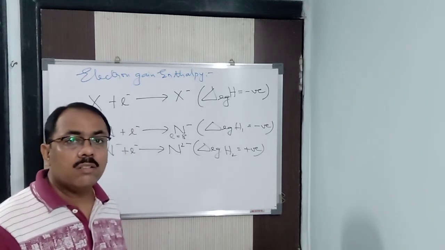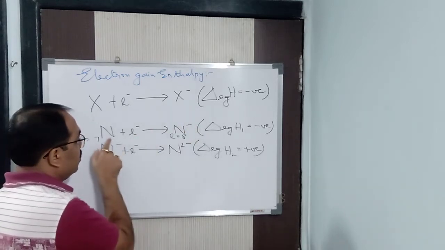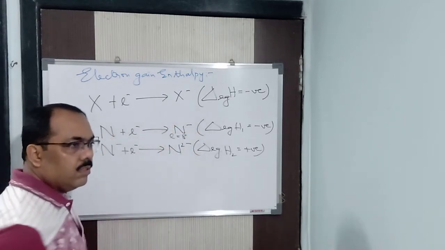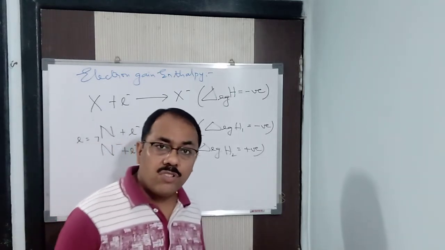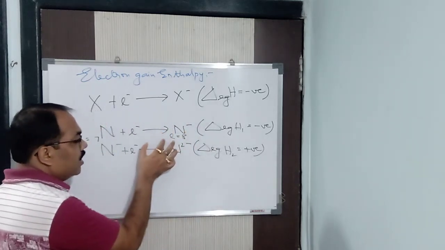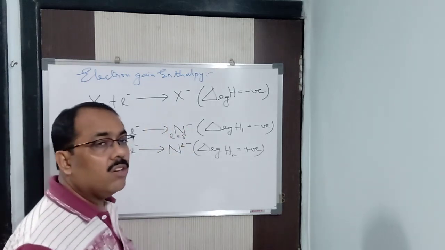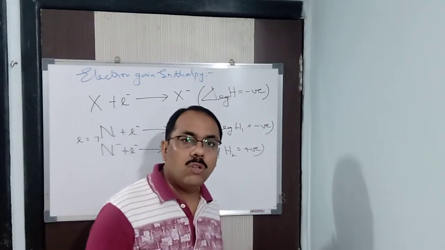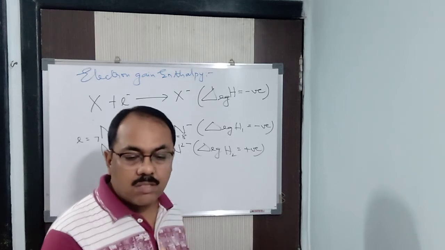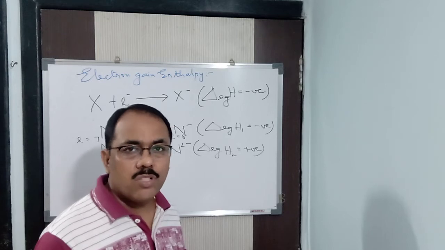When the electronic charge increases, the repulsive forces increase. Because in the outermost shell there were 5 electrons, and by gaining an electron it becomes 6. Don't think that 6 means repulsive forces will not be there. In this case the nuclear charge is not increasing, the electronic charge is increasing. Electronic charge means the electrons present in the outermost shell, that charge is increasing. Definitely, when that charge increases, what will happen? The repulsive force is going to increase.